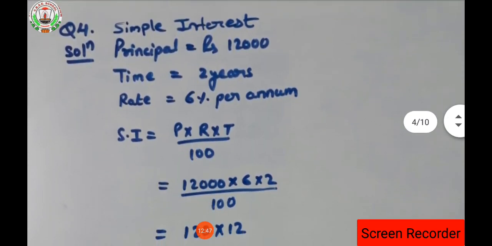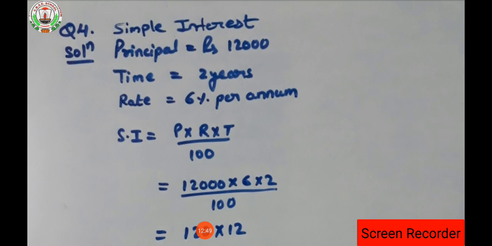Question number 4. So here, as I told you, we have to find both the simple interest and the compound interest. So what is the principal given here? Principal is given as 12,000. Time, how much is it given? Time is given as 2 years. Okay. Then rate is given as 6%, isn't it? Now it is very clearly given in the question that we have to find the simple interest for this person, isn't it?